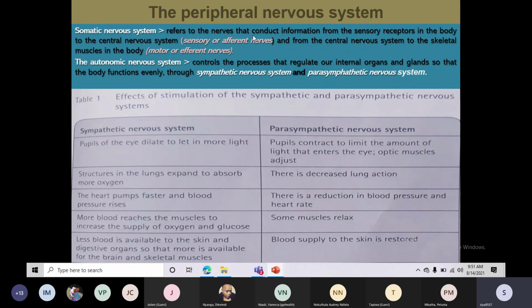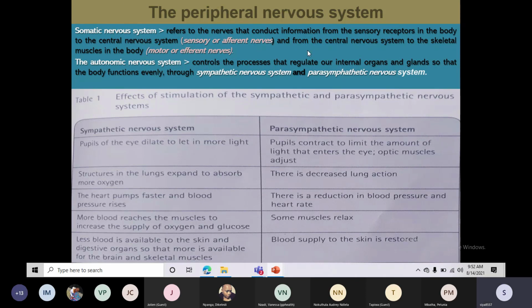The somatic nervous system refers to the nerves that conduct information from the sensory receptors in the body to the central nervous system. Remember, the central nervous system is the brain and spinal cord. Through this process, sensory or afferent, and from the brain and spinal cord to the skeletal muscles, that's where your body reacts. For instance, I can feel right now that I'm hungry. The first indicator will be hormones. Certain hormones are released in my body, then I know I'm hungry. Those hormones send information to the brain via the spinal cord. The thalamus will indicate this is hunger and send information to the right part of the brain.